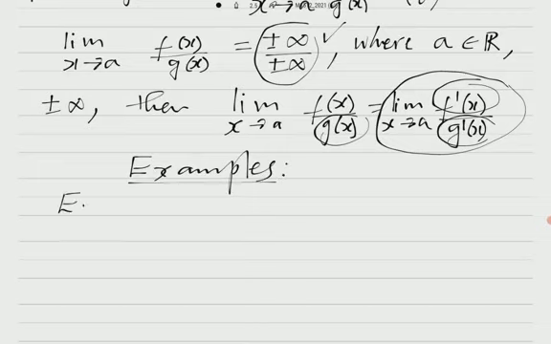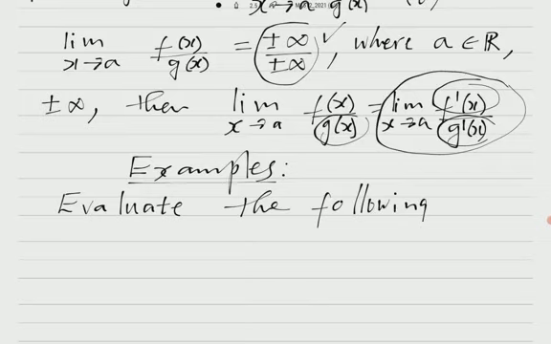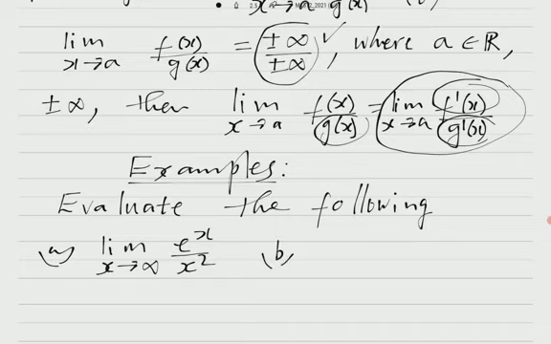So the question says evaluate the following. Number a: let's say you have the limit, the one that we started with at the beginning, as x goes to infinity of e to the x divided by x squared. And then number b, you have the limit as x goes to infinity of x raised to the power 1 over x.